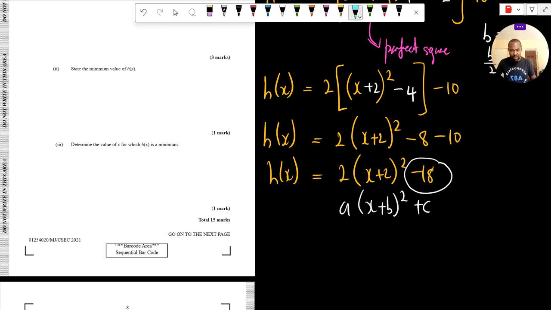So we can therefore say that the minimum value of h of x is equal to minus 18.